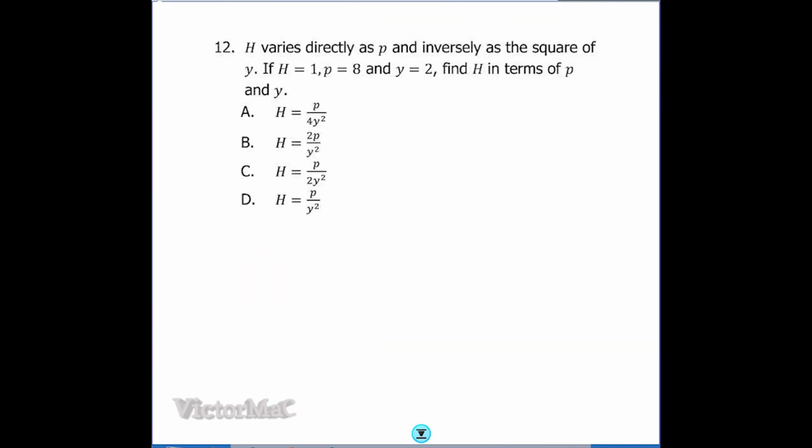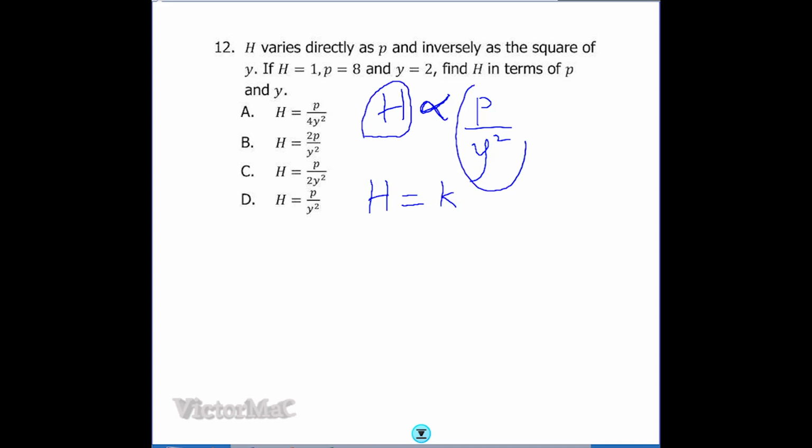Alright, number 12. This is about variation. It combines both direct variation and inverse variation. So h varies directly as p, and inversely as the square of y. Now the proportionality sign here will change to two things: to an equal sign, and then k in between the h and the p over y squared.